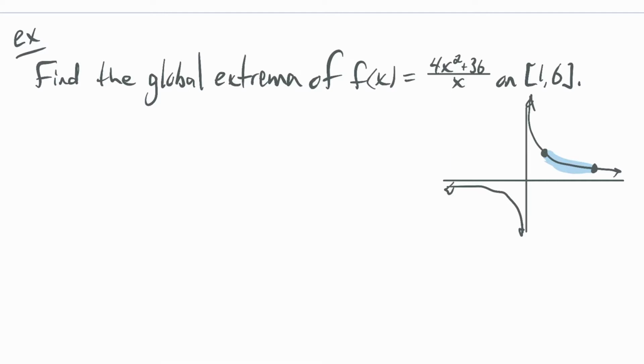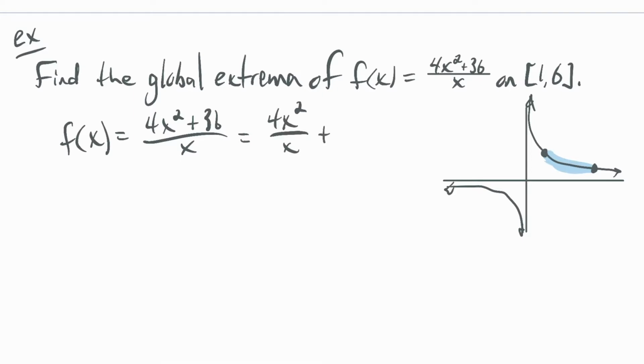basically, I'm going to rewrite this function to help work out the derivative, because this function as is, I would have to use the quotient rule, which is fine. There's nothing wrong with that. But if we do a little bit of algebra first, we can rearrange this so that we don't need the quotient rule. So I'm going to separate this into two fractions, 4x squared over x plus 36 over x.